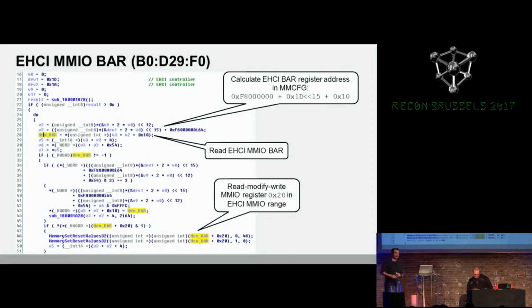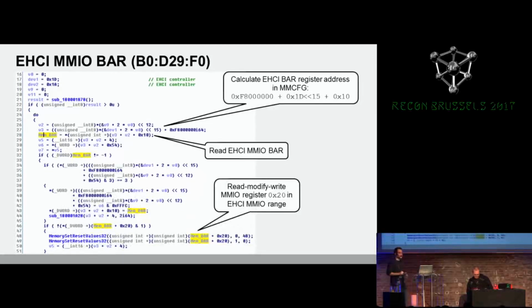This is another example, for the USB MMIO BAR, and it's pretty similar. You calculate the address; I didn't actually put the final constant, but you can see that the USB base address register is read from offset 10 hex of the EHCI MMIO controller, and then there are accesses to offsets of that range, such as offset 20 at the bottom of the slide, where it flips bits. It doesn't write controlled values, it just flips the bits.